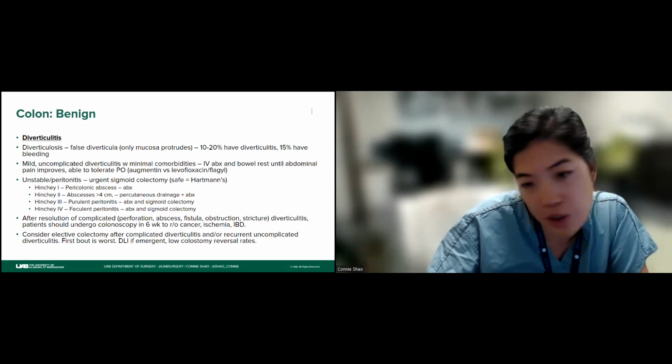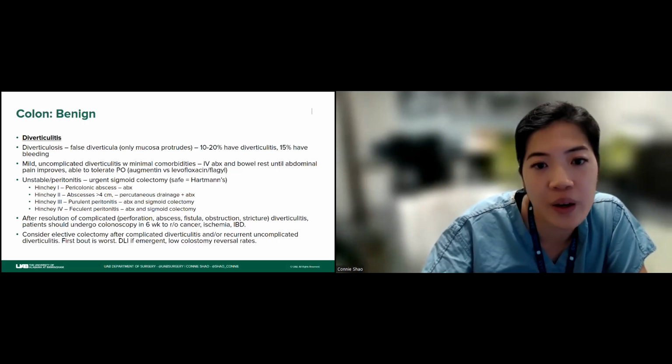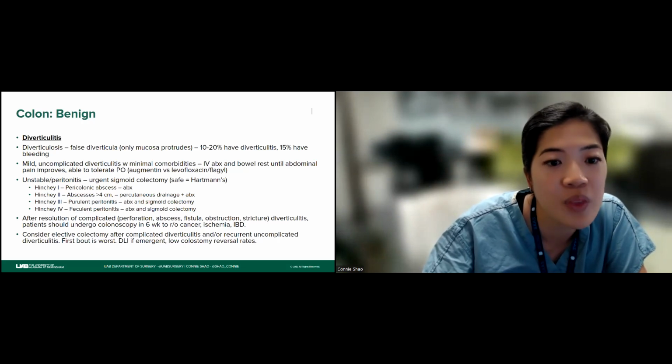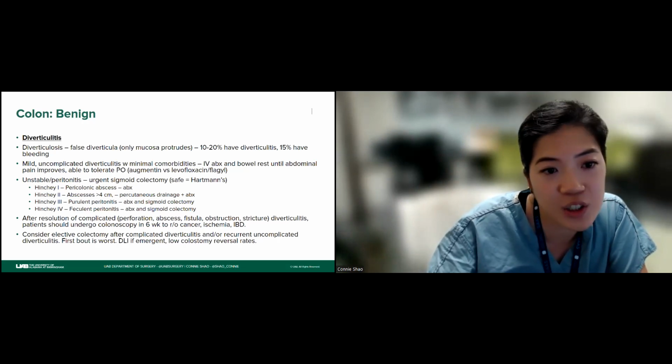But typically when you're seeing somebody in the ER and the questions they'll ask you about, they're vomiting, have bad abdominal pain. You just want to manage them with IV Zosyn until they do have improved exam. And then here's sort of the different Hinchey classification.